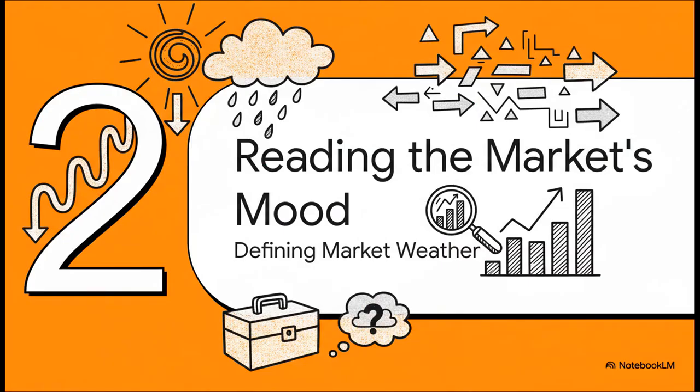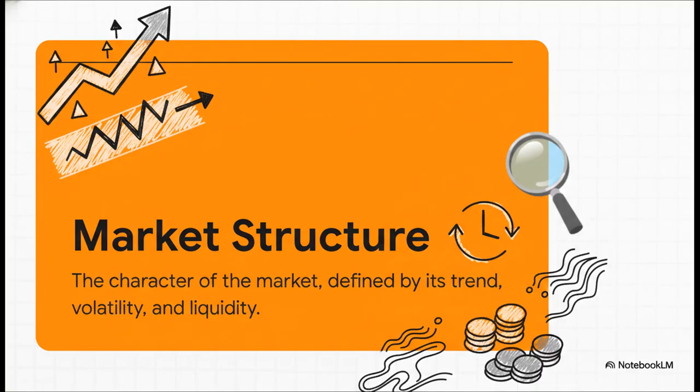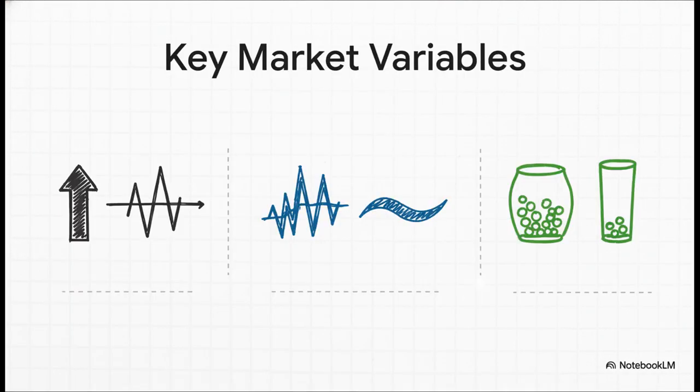Okay, so if the whole key is matching the tool to the weather, how in the world do we actually read the market's weather? Well, this is where a concept called market structure comes into play. Now, market structure sounds kind of complicated, but it's really just a fancy term for describing the market's personality at any given moment. And here's a really crucial distinction. We are not trying to predict the future. All we're doing is describing how the market is behaving right now, based on three key things: trend, volatility, and liquidity.